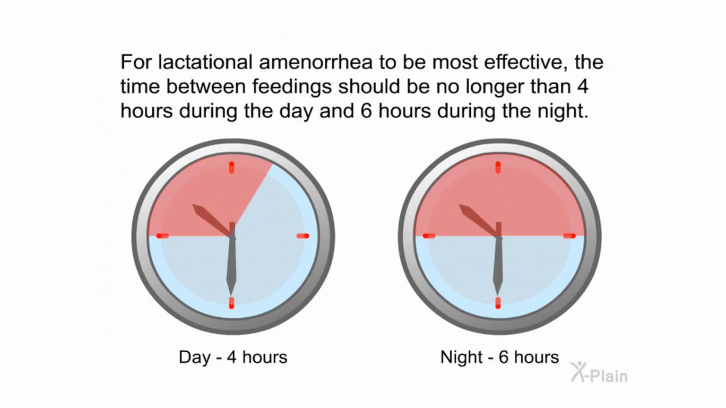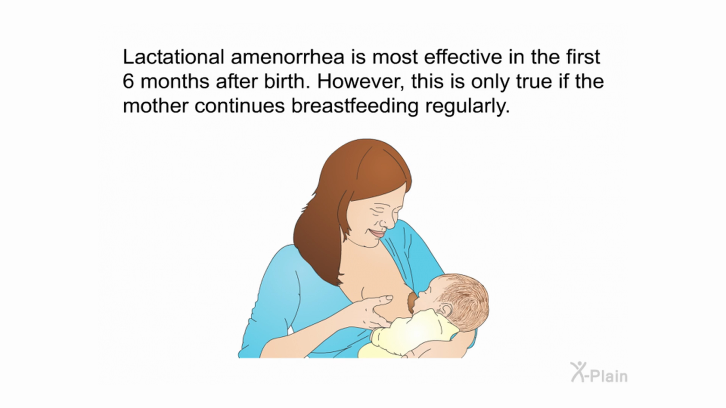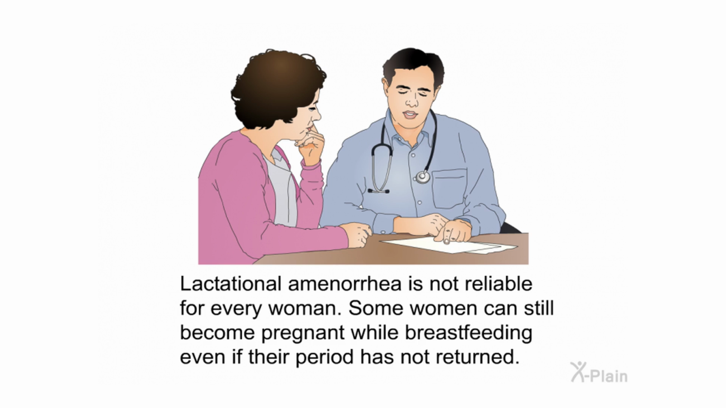For lactational amenorrhea to be most effective, the time between feedings should be no longer than 4 hours during the day and 6 hours during the night. Always breastfeed your baby when he or she is hungry. Occasionally, using formula is fine, but ovulation may be more likely to return. Lactational amenorrhea is most effective in the first 6 months after birth. However, this is only true if the mother continues breastfeeding regularly. Lactational amenorrhea is not reliable for every woman. Some women can still become pregnant while breastfeeding even if their period has not returned.